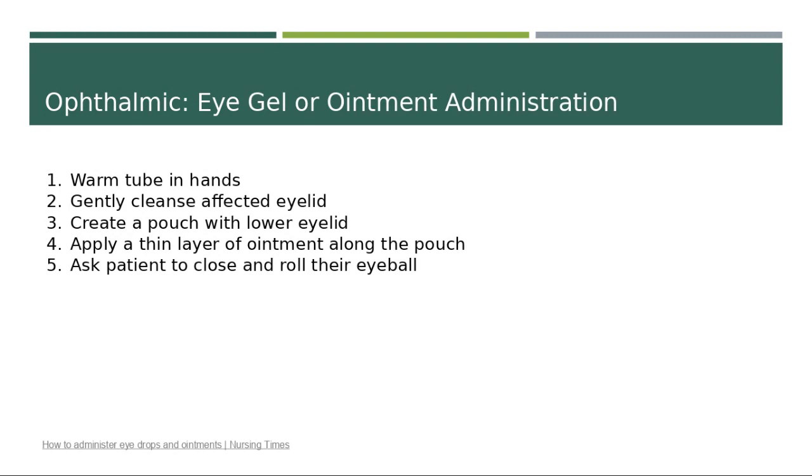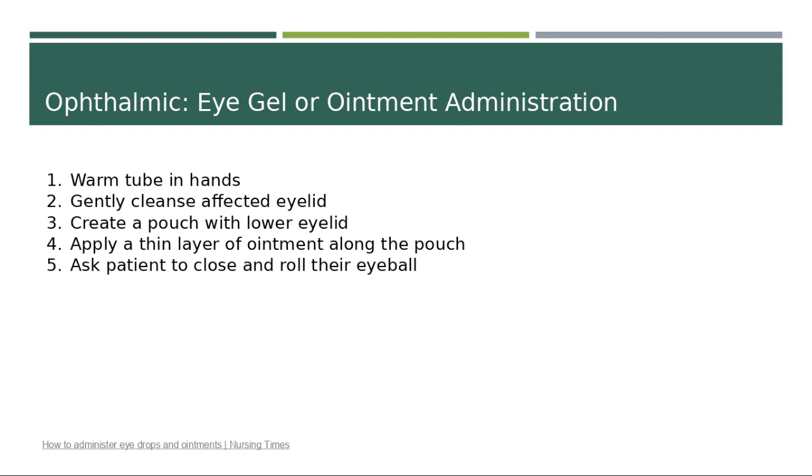It's important that you warm the tube in your hands before applying the ointment, just so it's not too cold. It's also important that you clean the affected eyelid with warm water. Gently just wipe the eyelid. So you want to create the pouch again, and then squeeze a thin line, like a 1/4 to a 1/2 inch of ointment along the pouch.